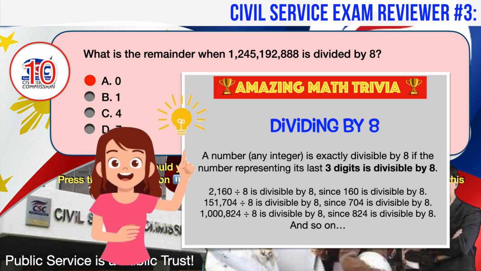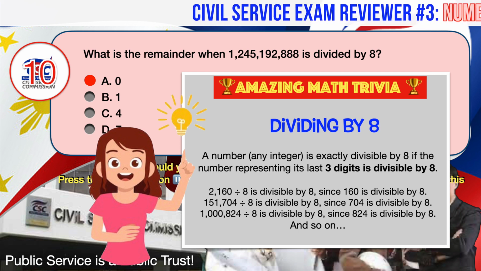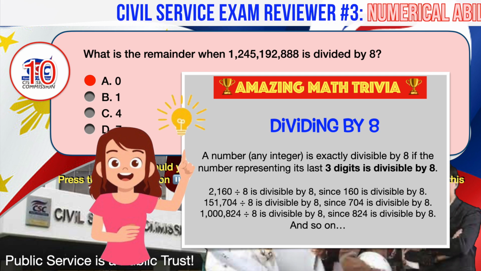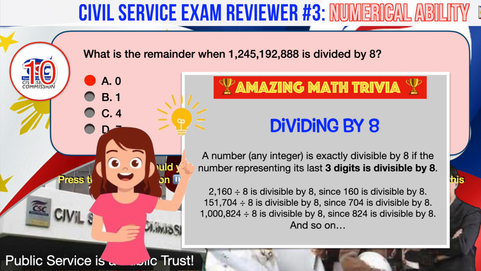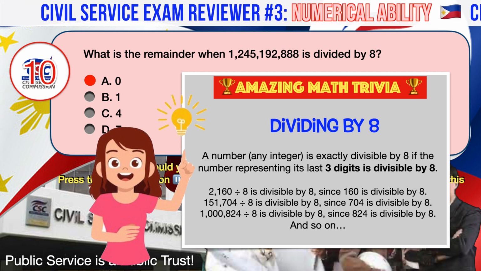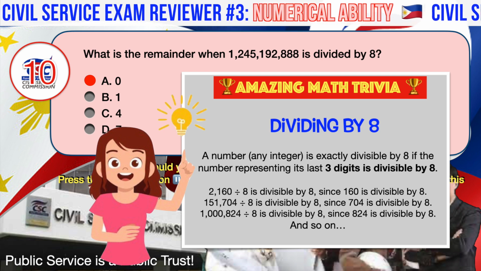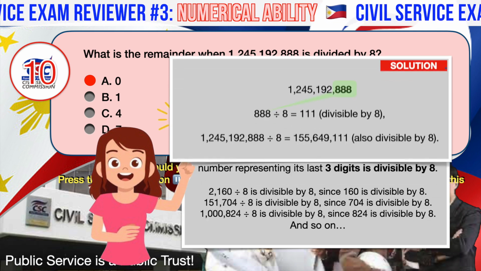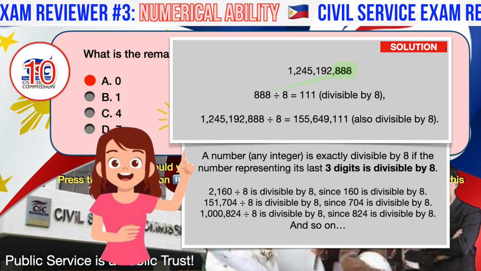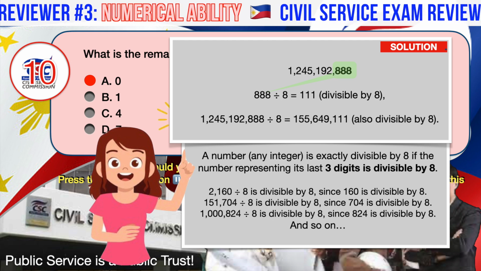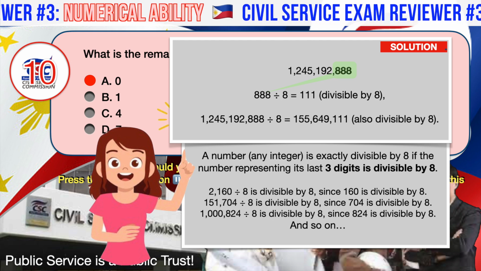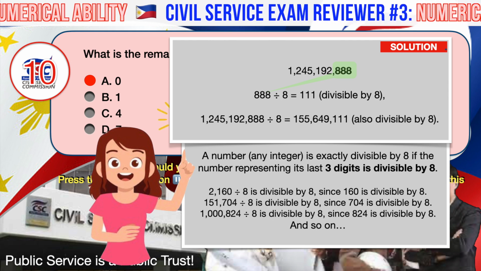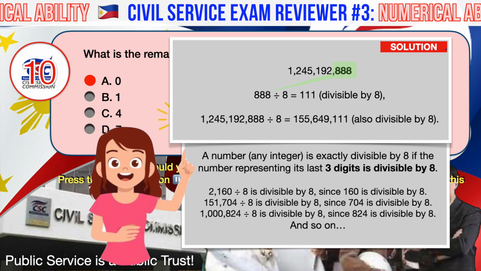Go ahead and try this on your calculator. Multiply any number with 8 to come up with a 3-digit number, and then append any number of random digits to the left of that number, and then divide the resulting new number by 8. The result will invariably be an integer. Amazing, right? Since the number represented by the last 3 digits of 1,245,192,888, that is, 888, is divisible by 8, the quotient is an integer, which means that the remainder is 0.